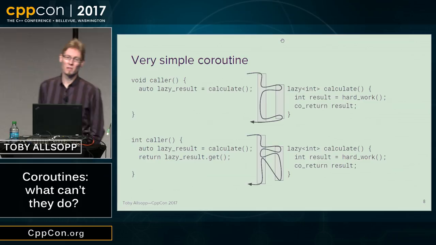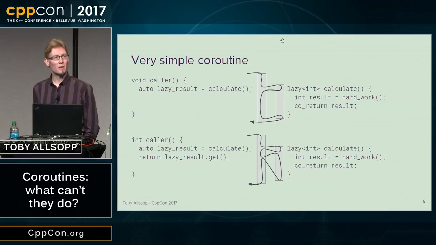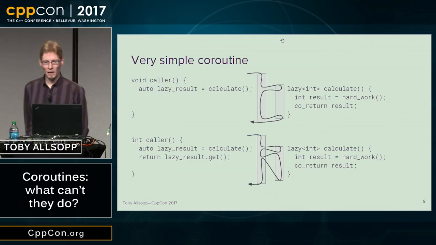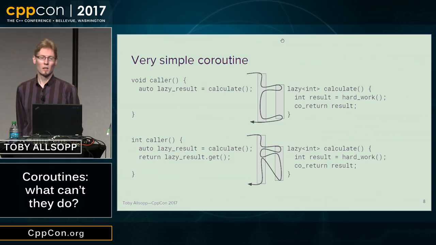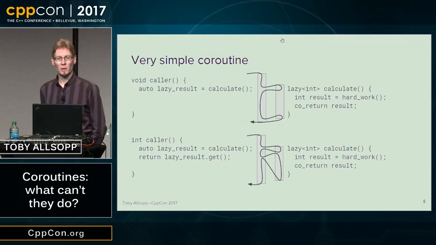All it does is it performs some expensive calculation and then returns the result. So you can see there the first of the three new keywords, coreturn. And the other interesting thing is the return type of this coroutine. So this lazy type is something that I've just invented out of whole cloth for this presentation. That is where a lot of the customization points sit.